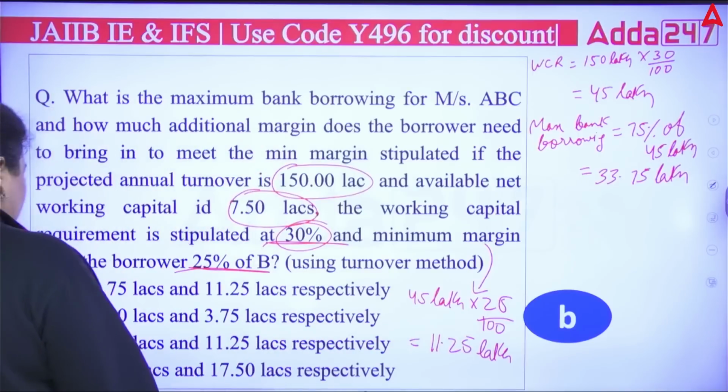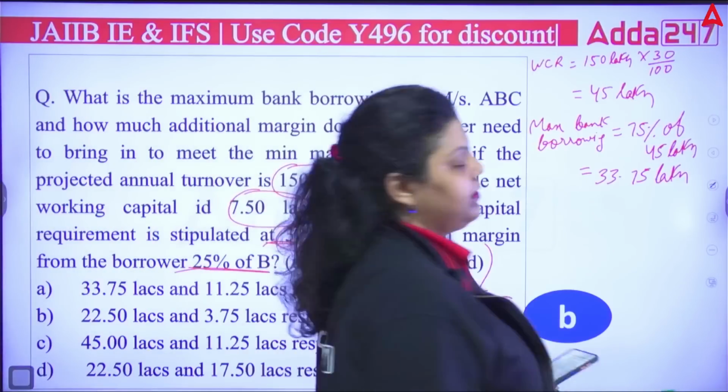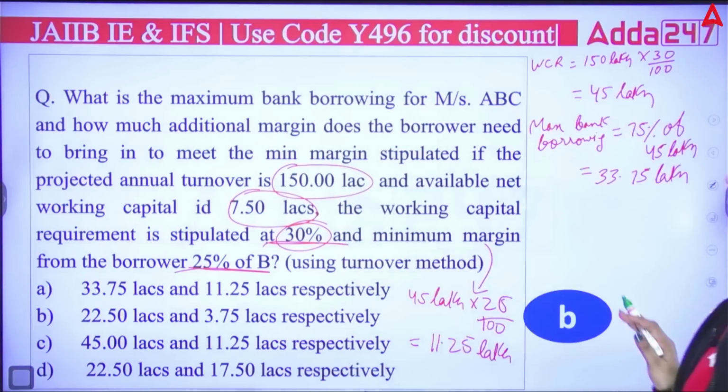11.25 lakh has to be taken as the minimum margin from the borrower, and the maximum bank borrowing will be 33.75 lakh. So we have calculated that. Now if we talk about the margin stipulation, that is 11.25 lakh. So what is the permissible limit? 22.50 lakh. Right? Permissible limit will be what? 22.50 lakh.